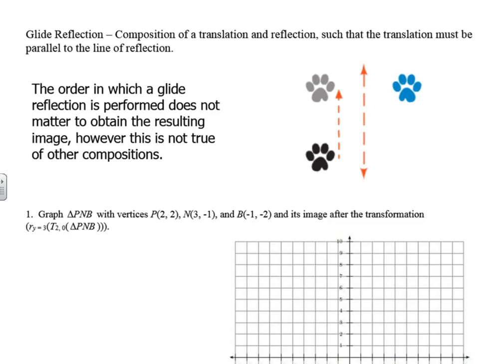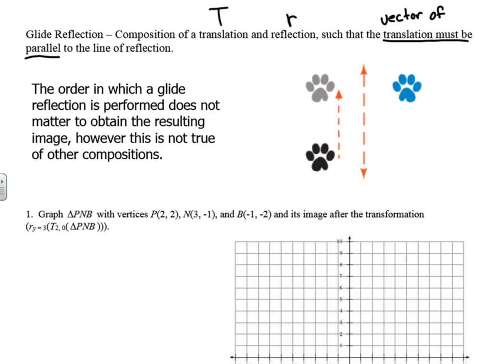A glide reflection is a composition of a translation, capital T, and a reflection, lowercase r, such that the translation must be parallel to the line of reflection. Another way we could say this is the vector of translation must be parallel to the line of reflection.